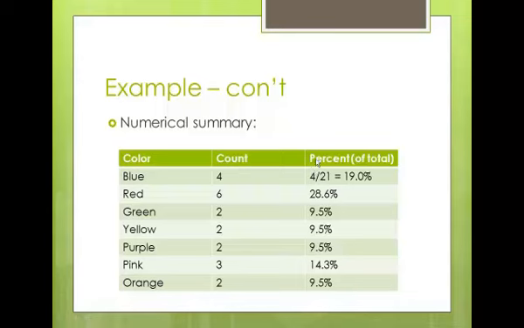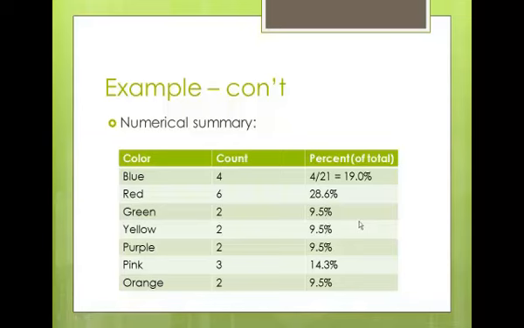Now for the percentages, notice I have percent of total. So we had 21 people that we asked for favorite color. So when I do the percent, I take the total count in the category and divide by the total number of people that I asked. So here, 4 out of 21 is 19%. In this case, 6 out of 21 is 28.6%. 2 out of 21 is 9.5%, and so on.